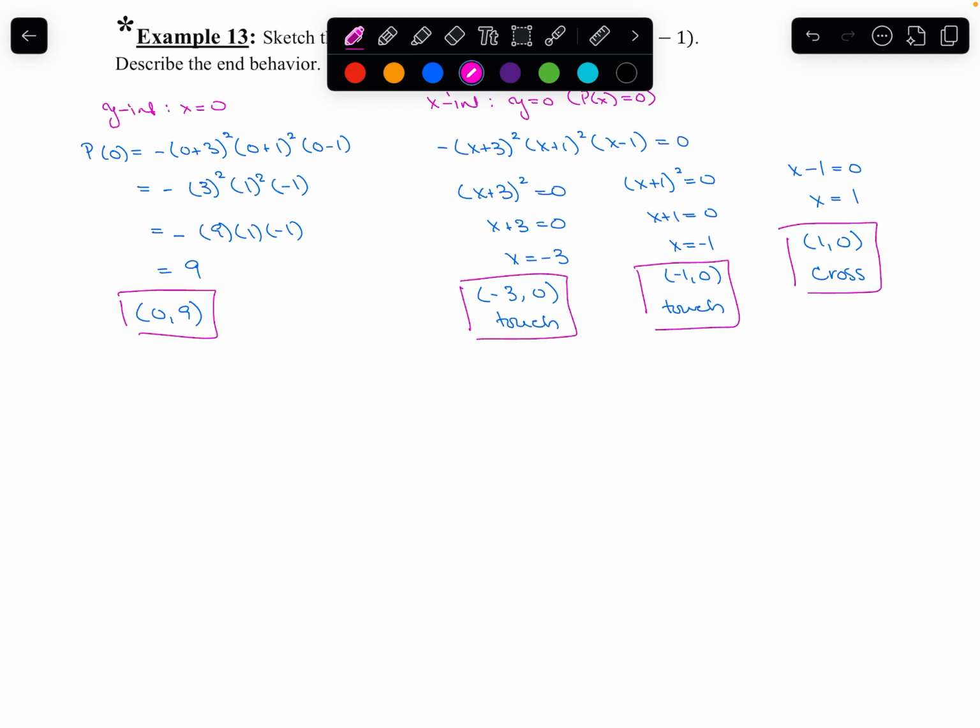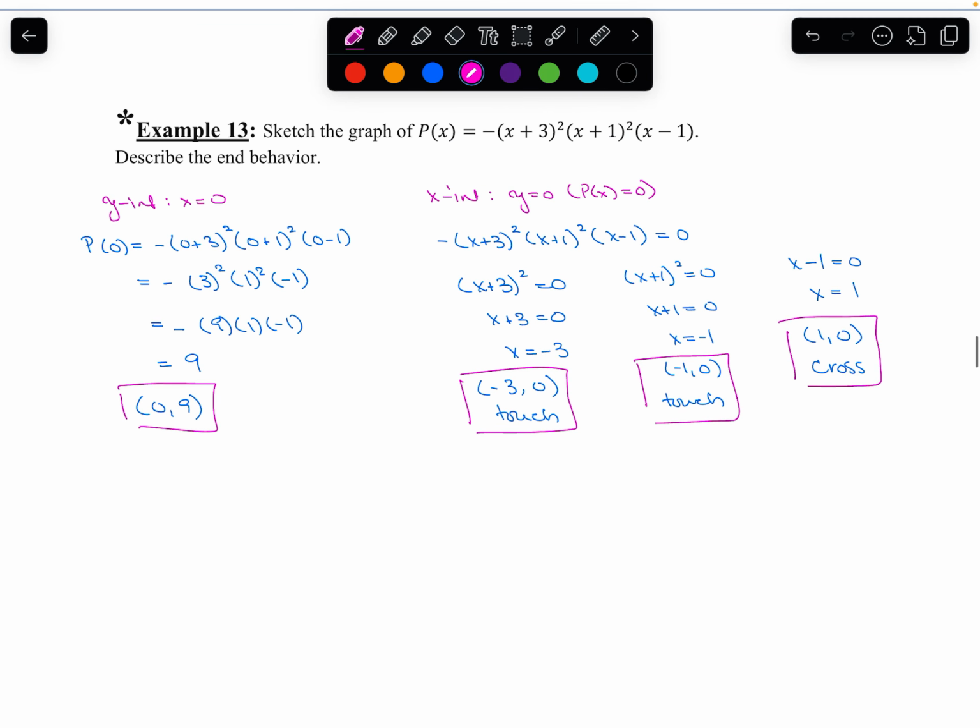Okay, now to determine the end behavior. So we need the degree of the polynomial, and we need to know its leading coefficient sign. First thing is to look at the degree of the polynomial. So to find the degree of the polynomial, I would look at the powers. This has a power of 1 on it, this has a power of 1 on it, this has a power of 1, and this has a power. So all those unseen powers of 1 are there.